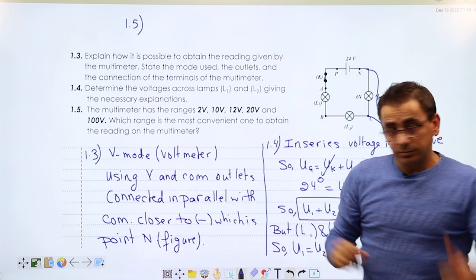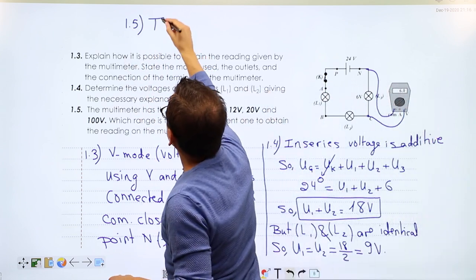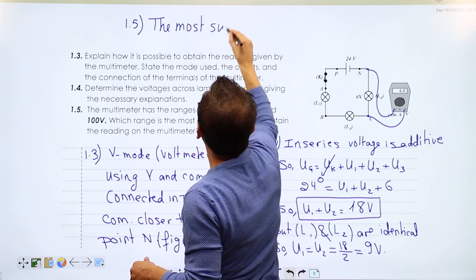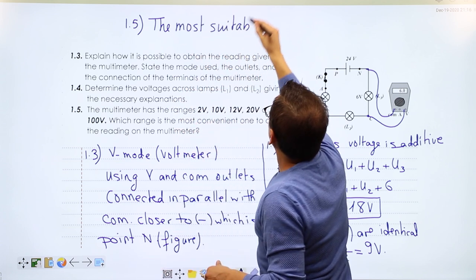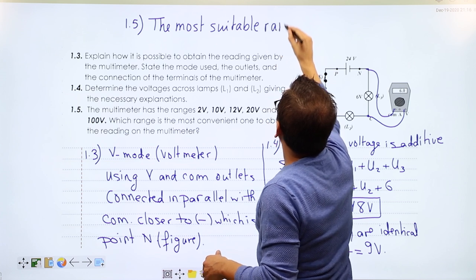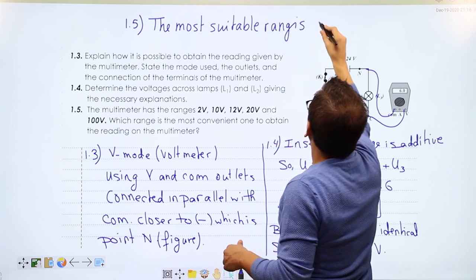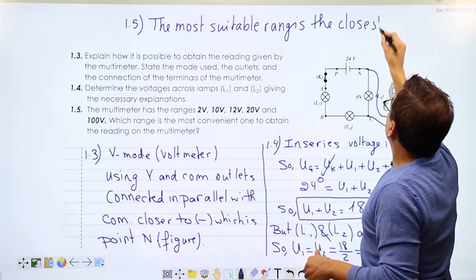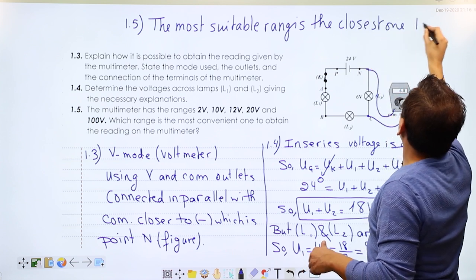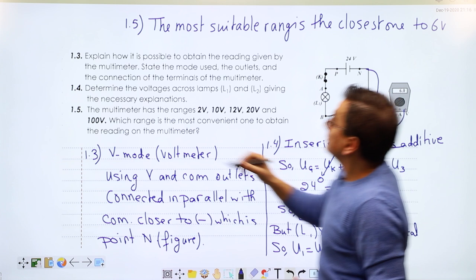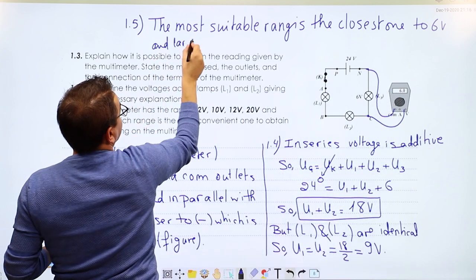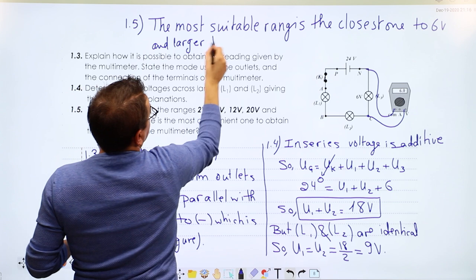Which range would you choose? The most convenient range, or suitable range, is the closest one to 6 volts yet above it and larger than it. Okay?